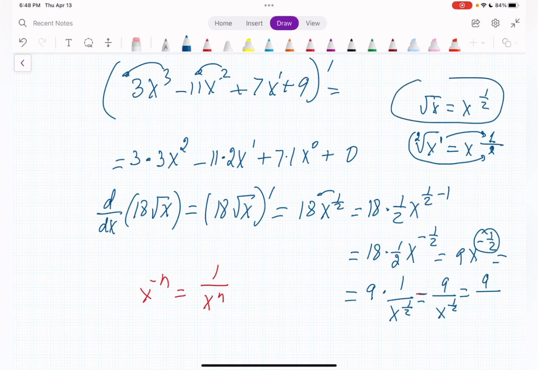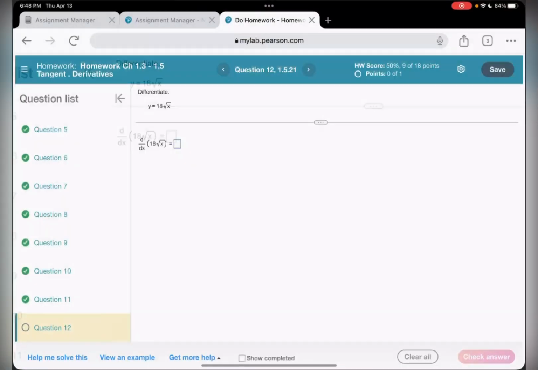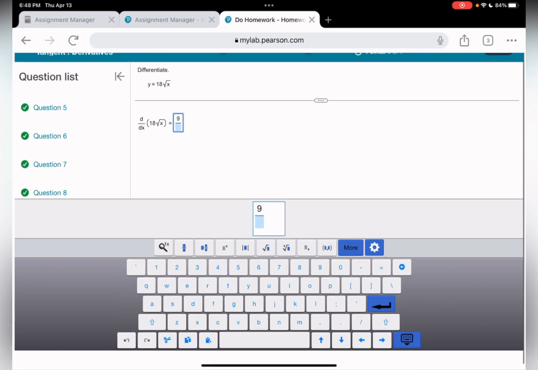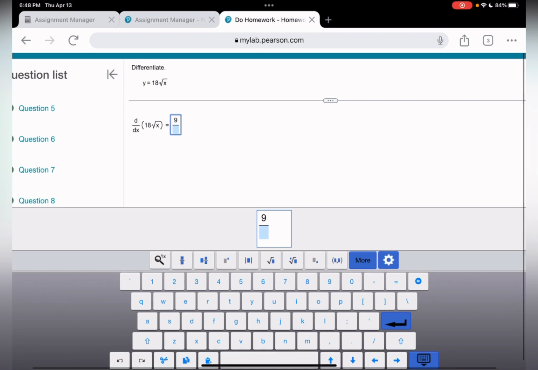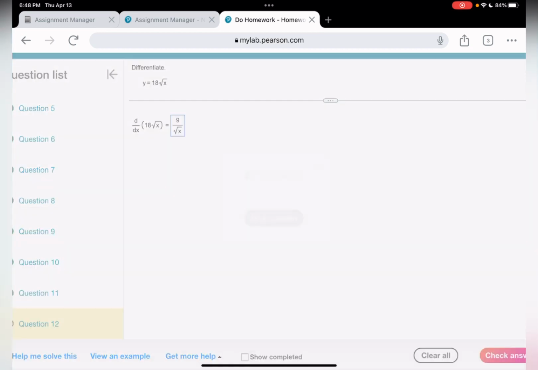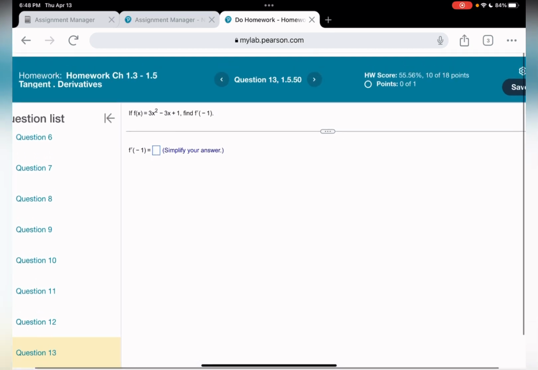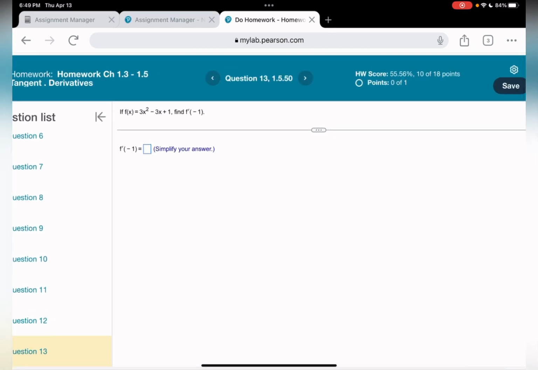See? Let me color it. It's equal square root of x, which is going to be 9 over square root of x. Let me write down. 9 over square root of x. Fantastic. Number 14. No, 13. Okay.